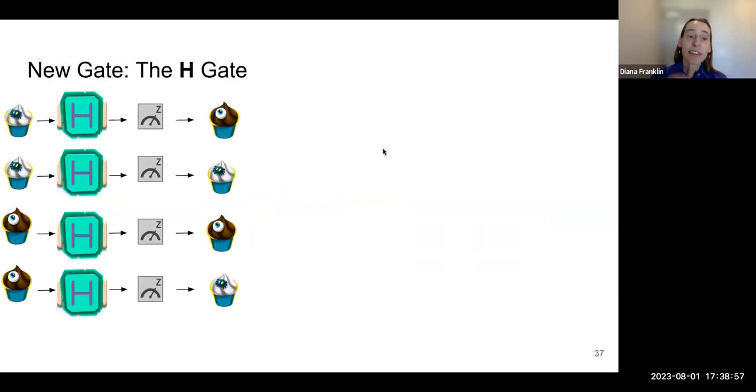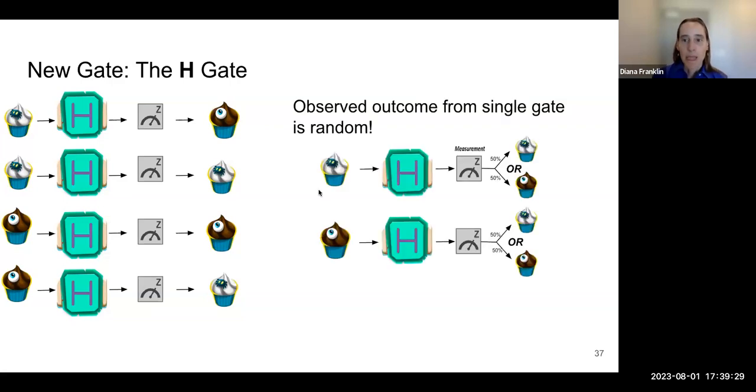All right, so this leads up to our new gate. This is a gate that introduces superposition. So I have a vanilla cupcake. I put it through an H gate, and it turns out that sometimes when I measure it, I get a chocolate cupcake, and sometimes when I measure it, I get a vanilla cupcake. And the same is true with chocolate. If I start out with a chocolate cupcake and I put it through the H gate, sometimes when I measure it, I get chocolate, and sometimes when I measure it, I get vanilla. Okay.